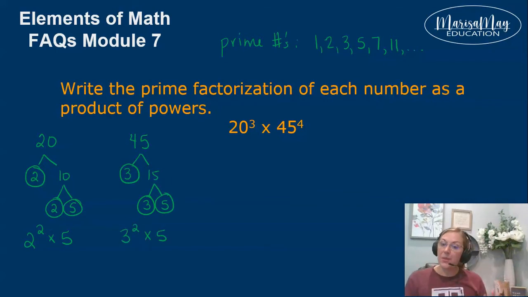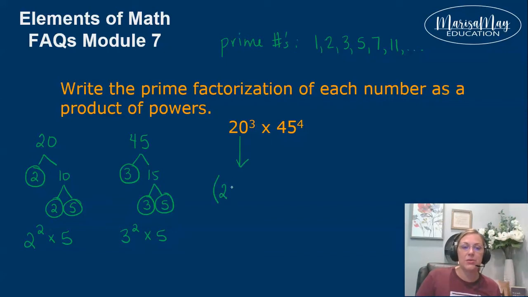Okay, now that we've done our prime factorizations for each of these, let's substitute them in for each of the numbers. So in place of 20 to the third, I'm going to do 2 to the second times 5 to the third power. Okay, now in place of 45 to the fourth, I'm going to put 3 to the second times 5 to the fourth.